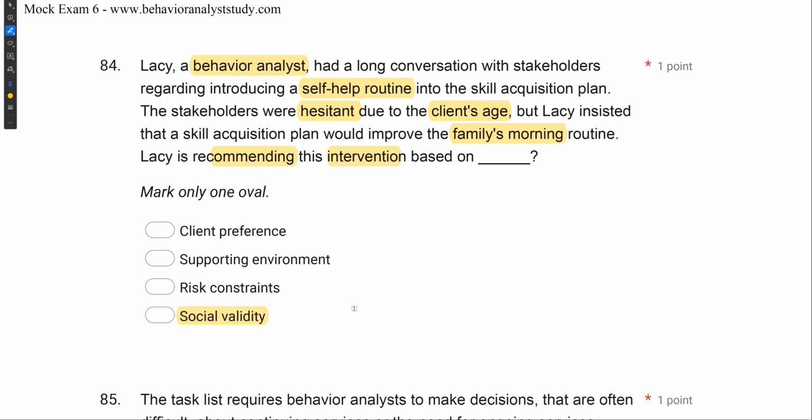This shows the importance of understanding the question first. Said nothing about client preference. That's out. Supporting environment, stakeholders are hesitant. That's out. Says nothing about risk. That's out. Improve the family's morning, social validity. That's how easy it can be if you do it the right way. Put in the time while you're practicing and you can get that good and that fast.